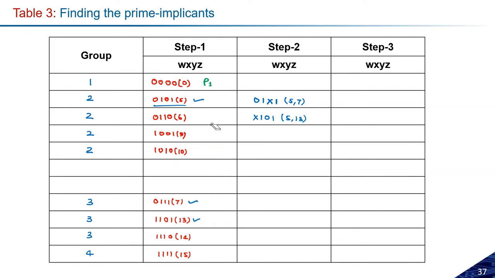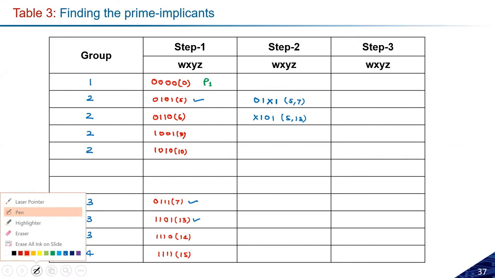So 5 and 13 is possible. 5 and 14 is not possible, right? Because if you see 5 and 14, more than one digit is changed. So 5 and 14 is not possible, and we will not consider that one. Now let us go to 6 and try to make the pairing with 7. So I will consider 6 and 7 and try to make the pair with the next group.